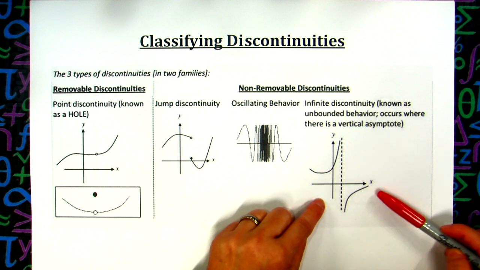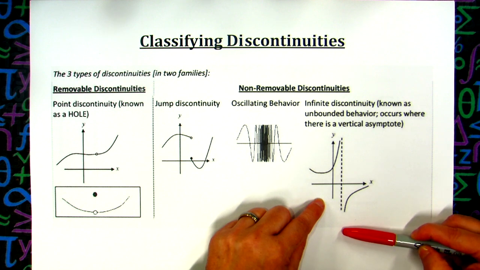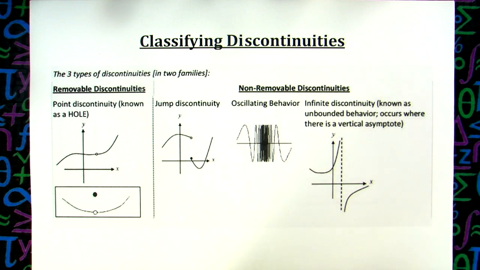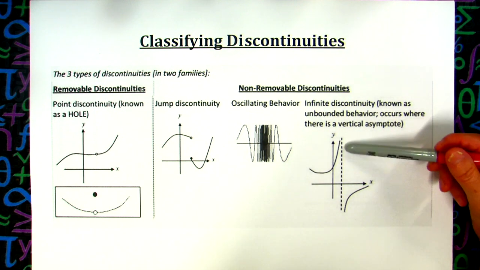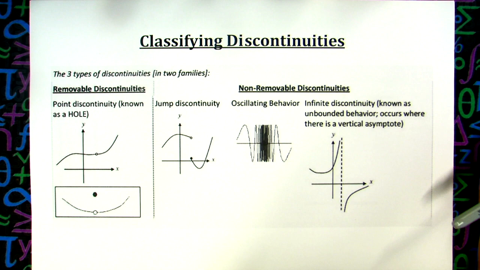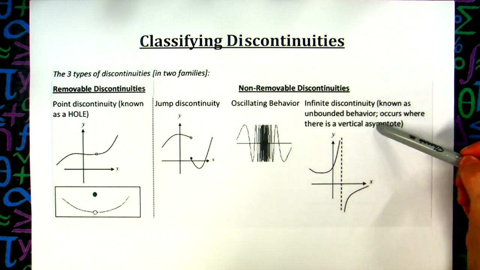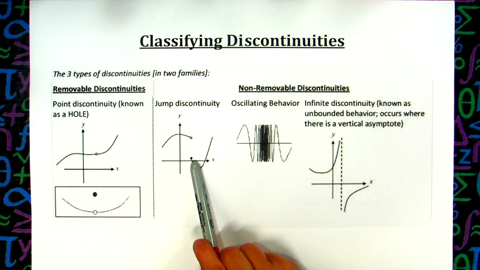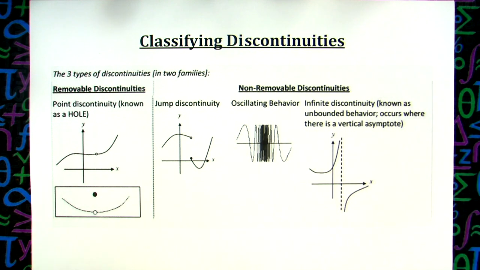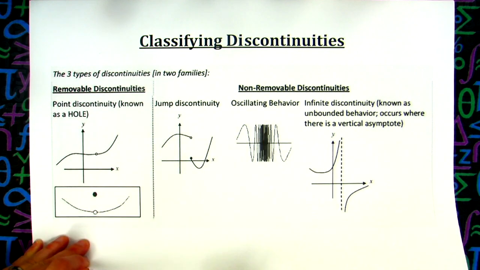Now this last one here, we've got a vertical asymptote. In this particular one, you've got a limit coming from the right that would be negative infinity, and a limit coming from the left, which would be positive infinity. So that limit does not exist. This is also referred to as unbounded behavior because the graph is just going off into infinity forever and ever. This is an infinite discontinuity. So these are all non-removable, but you can be more specific: this one is non-removable because it's a jump, and this one is non-removable because we have an infinite discontinuity.